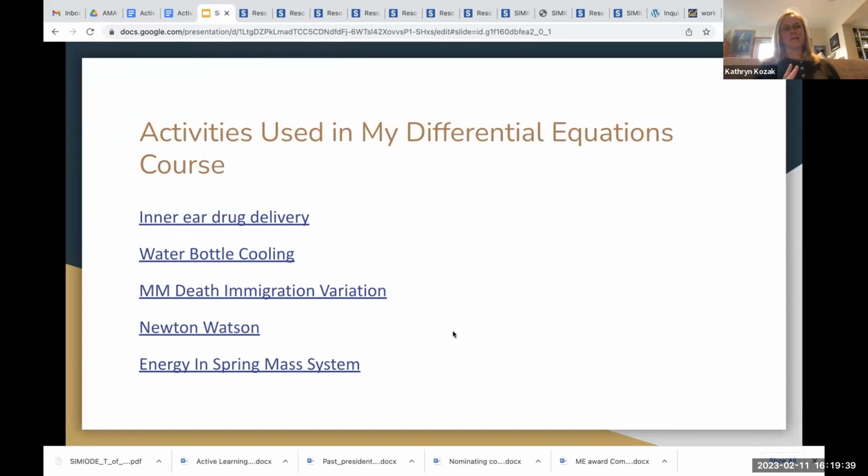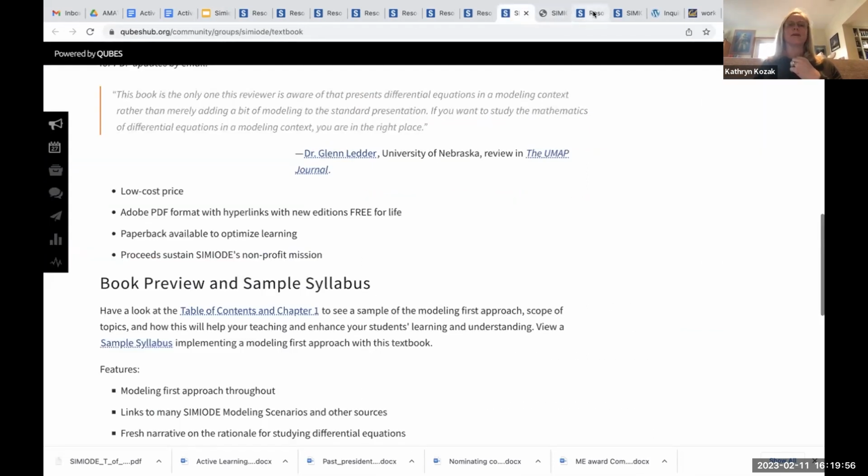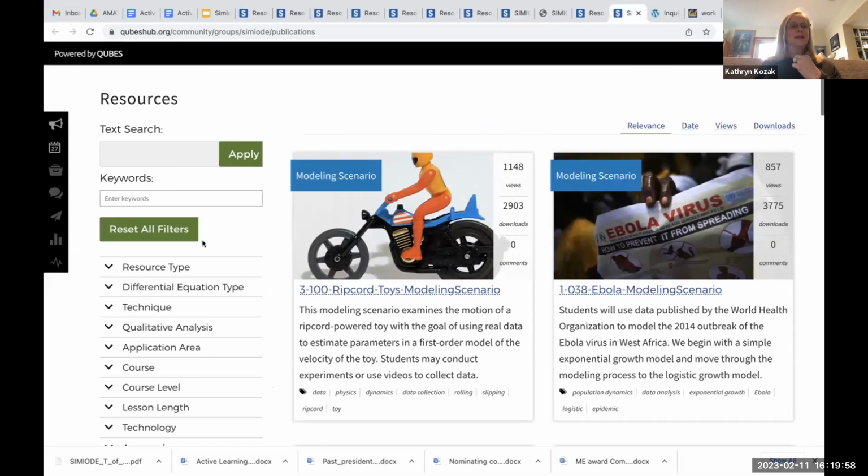And there are definitely more activities in the SIMIODE library that you can certainly look through. The really nice thing about the SIMIODE library, and I really love this, so that's why I keep going back to it, is that you can actually filter and pick for certain ones.